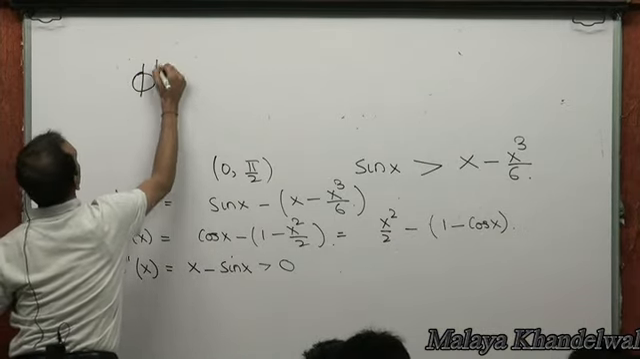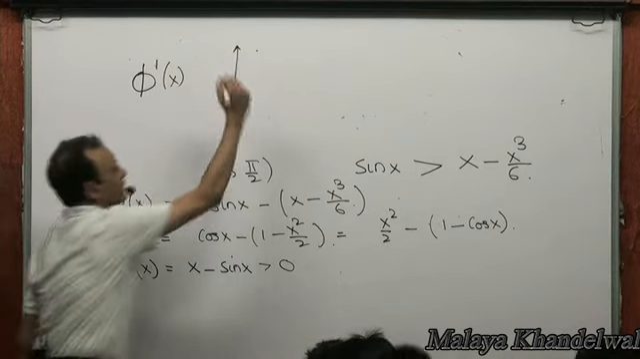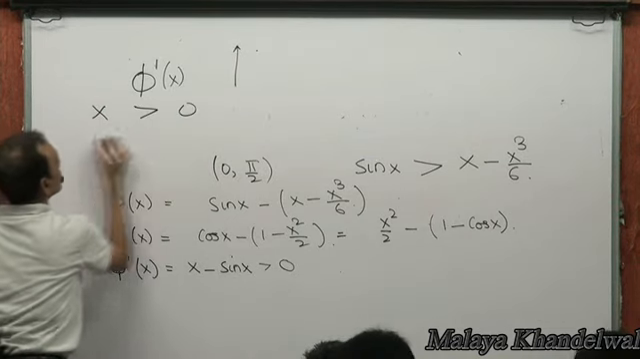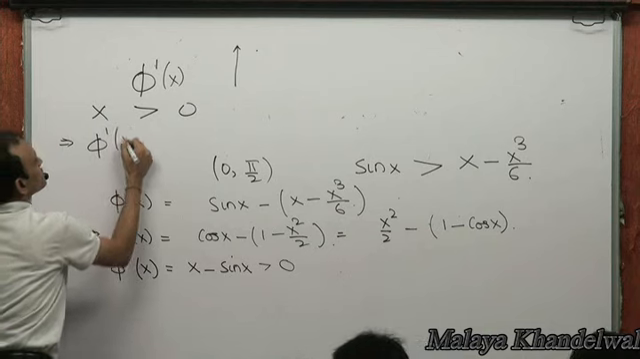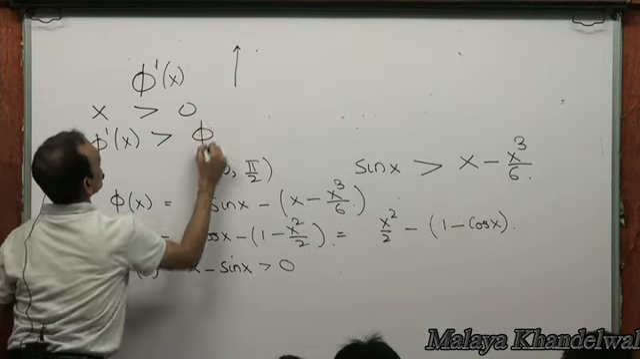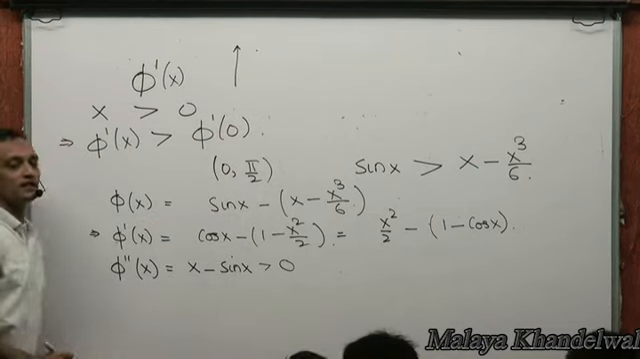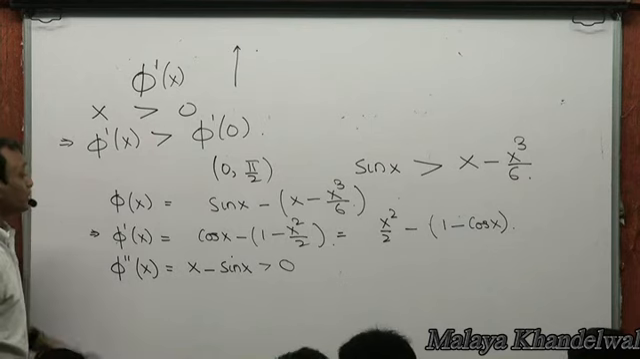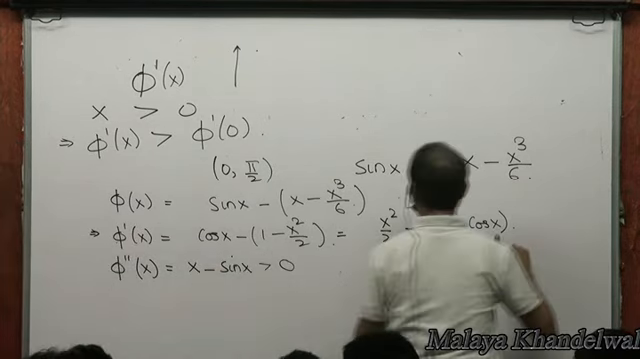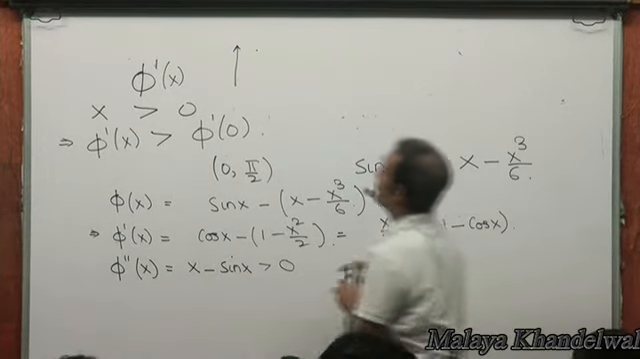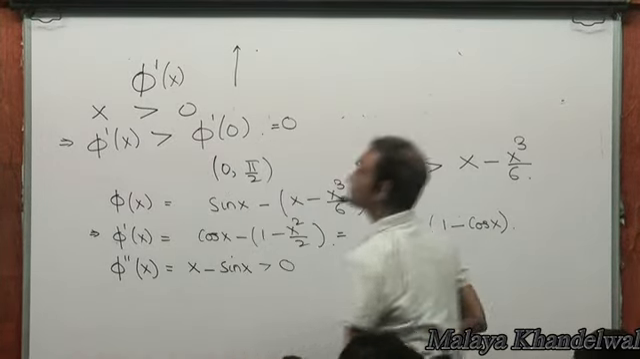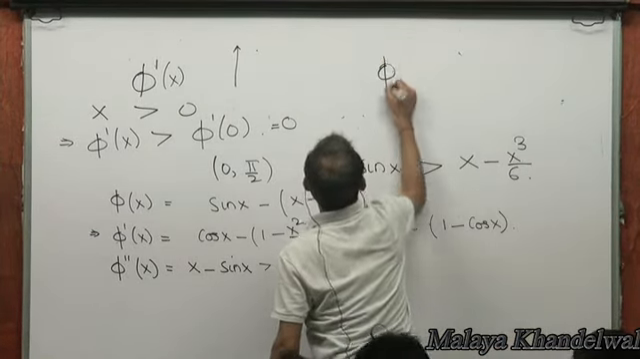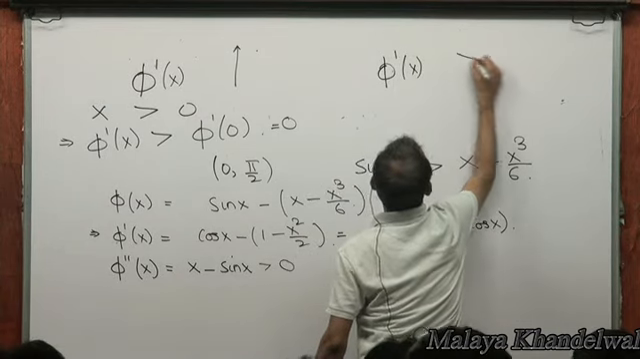phi dashed x is an increasing function of x. That means for x greater than 0, phi dashed x must be greater than phi dashed 0. Since phi dashed is an increasing function of x, so for x greater than 0, phi dashed x must be greater than phi dashed 0. Right? But what is phi dashed 0? As you can see, phi dashed 0 is 0. Yes or no? Which means phi dashed x turns out to be greater than 0.